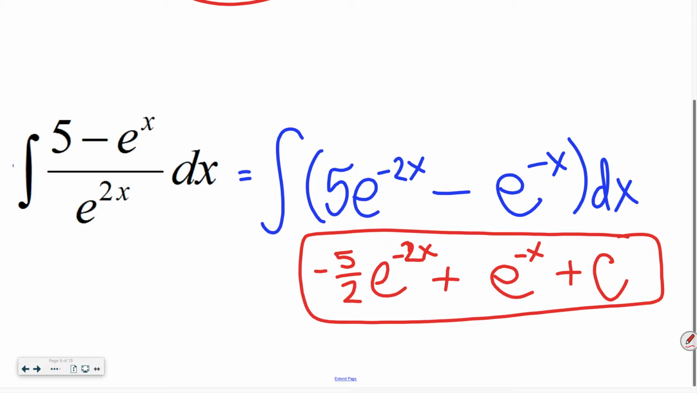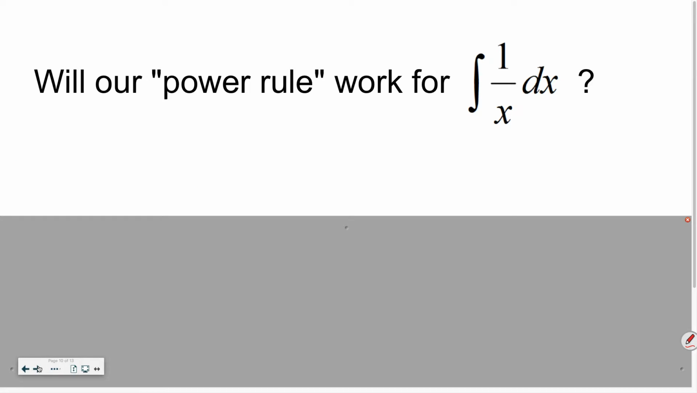Okay, one more thing to talk about. Ready? Will our power rule work for x to the negative first? Our power rule would make that go to 0, right? Would it make sense to have 1/x and then everything just disappear? Do we have a derivative that equals 1/x?